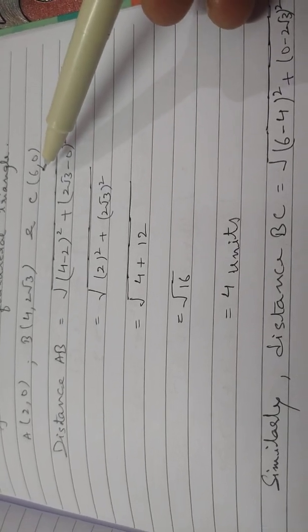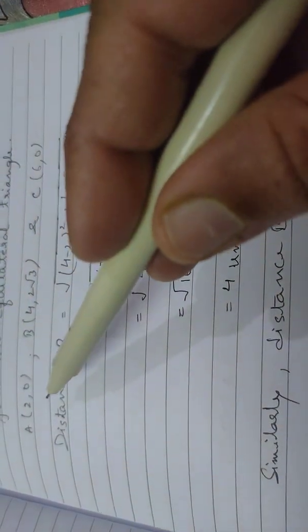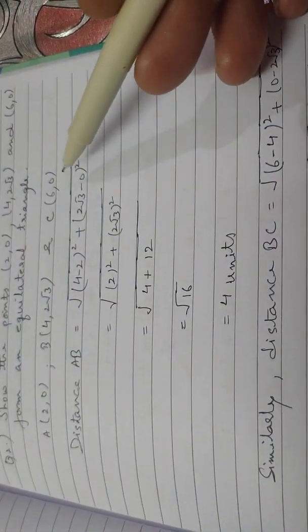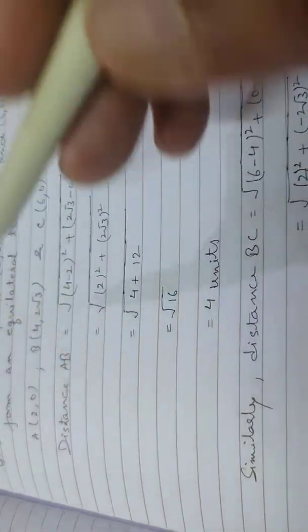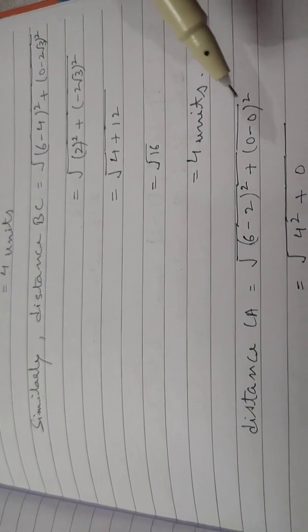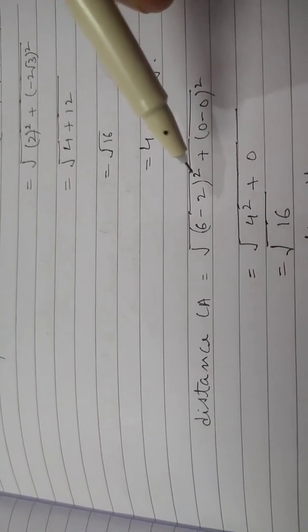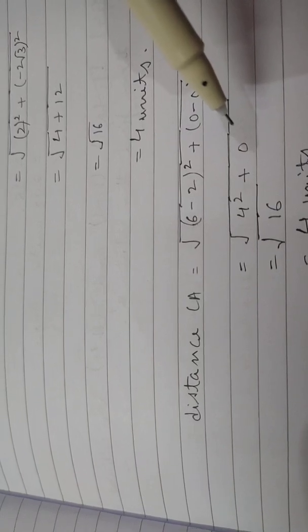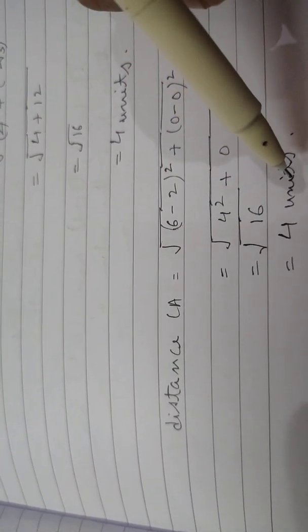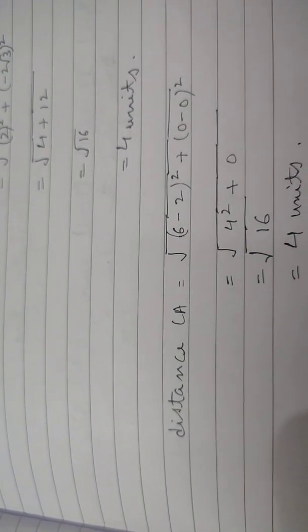So the first part will be x2 minus x1, that is 6 minus 2. So it will be written under the root sign (6 minus 2) whole square plus (y2 minus y1). So y2 is actually 0 and y1 is also 0. So that will be (0 minus 0) whole square. Now (6 minus 2) whole square will be 4 square plus (0 minus 0) whole square will be just 0. So this will again be √16 and that will give us the value as 4 units.